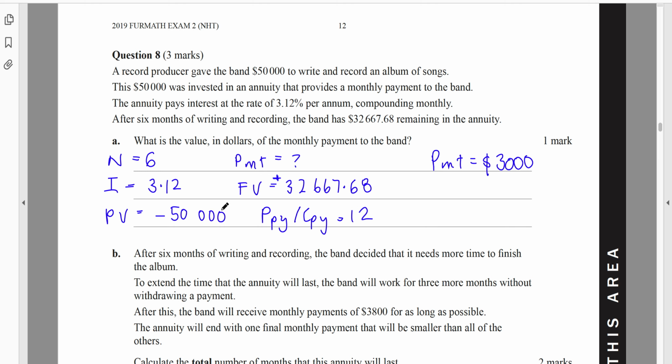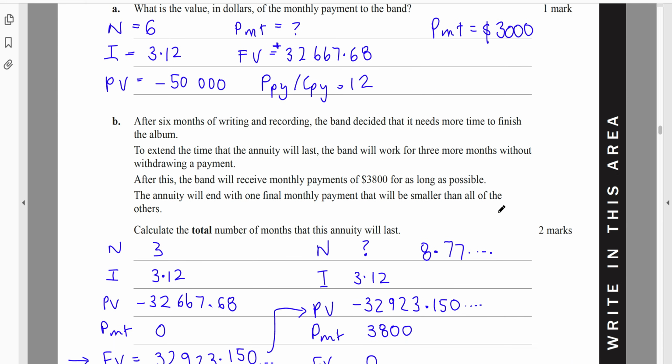So if we have a look over here, for example, how much was given to them to start off with? Well, $50,000 was given to the band, but then that money was invested. So it went to the bank. So it needs to be negative. The rate is straightforward, 3.12, and as is the PPY, CPY, that is 12. You'll then scroll to your PMT and you'll press enter, and you'll notice that rounding, you get lots of zeros, you get 3,000.000, etc. So the value in dollars will be 3,000.